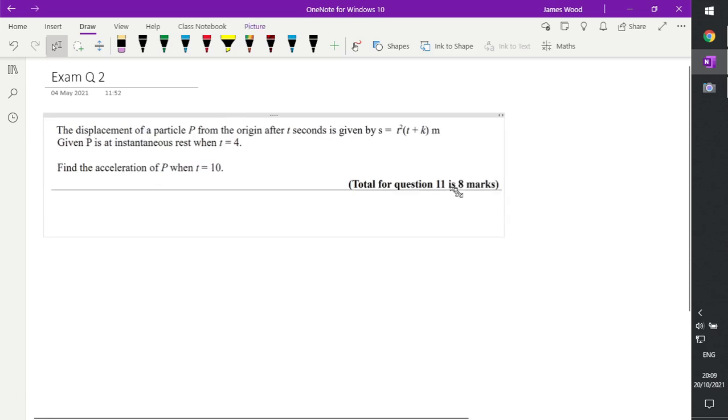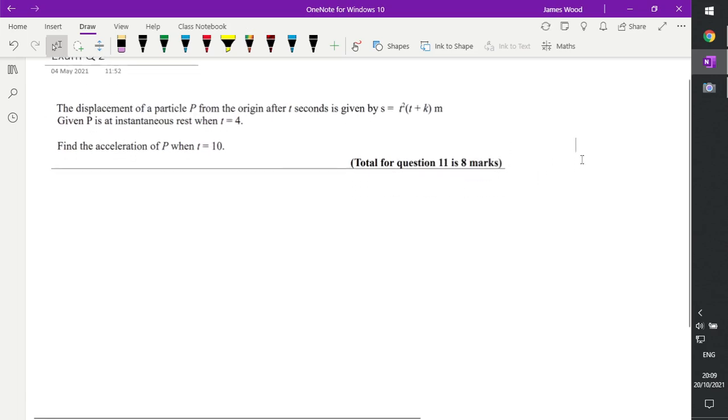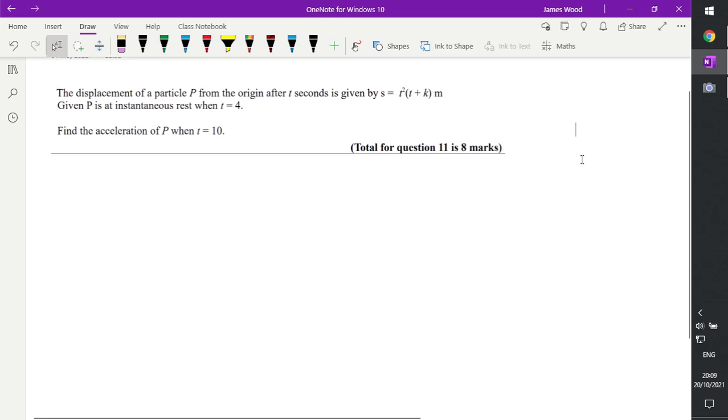Okay, last one. The displacement of a particle from the origin after t seconds is given by s equals t squared times t plus k meters. And given that P is at instantaneous rest when t equals 4, find the acceleration when t equals 10.